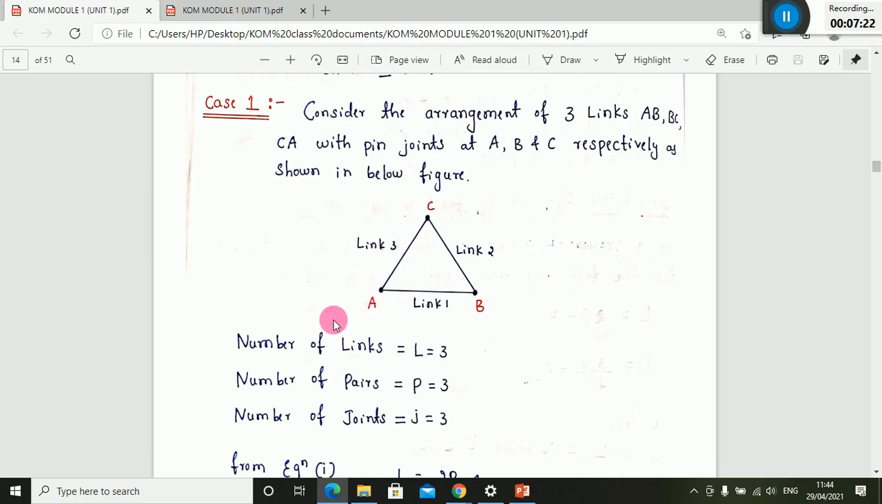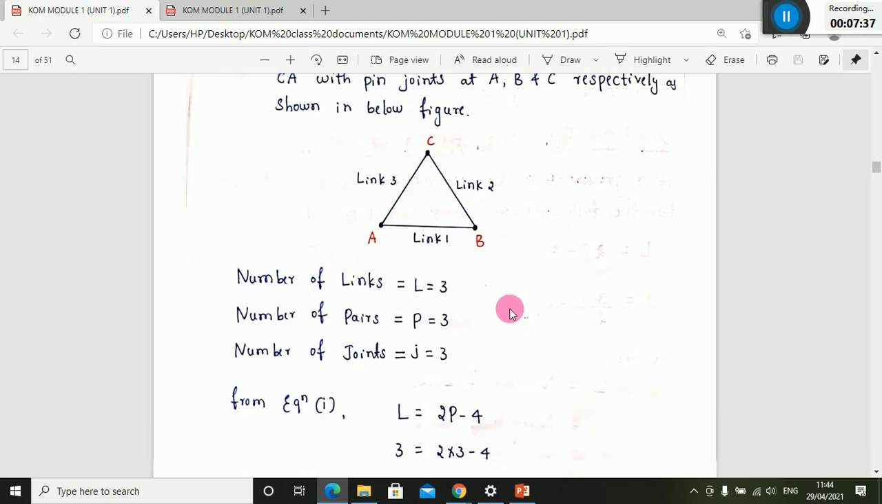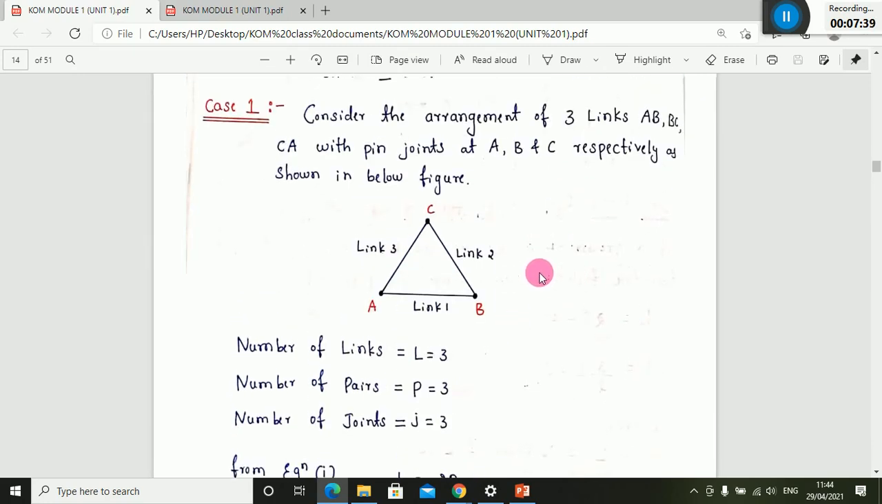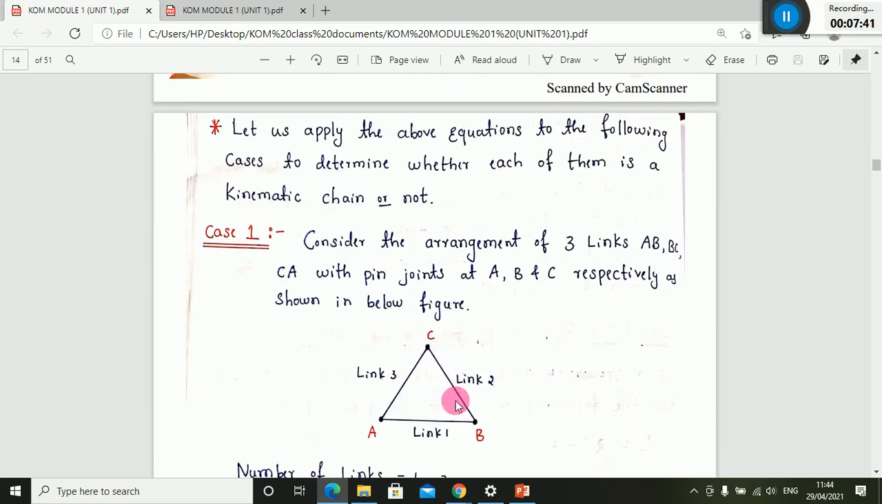First, take a rough sketch of this and mention the joint numbers. A, B, C are the three joints. Link 1, link 2 and link 3 are three kinematic links. And in total, how many pairs are there? Can anyone tell? Three, correct. Between link 1 and link 2 there is one pair, between 2 and 3 one more pair, and between 3 and 1 one more pair.